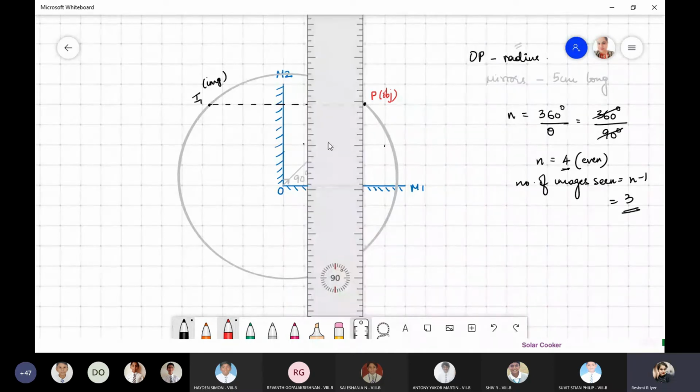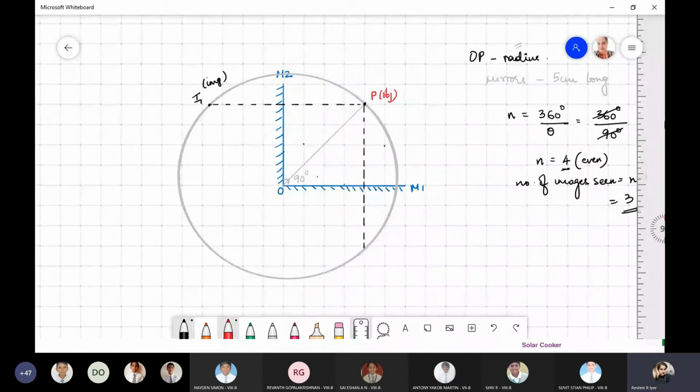Then mirror 1 will also form the image of P, correct? It will be on the same vertical line because mirror 1 is placed horizontally compared to the object. The image will be formed on the same vertical line as P, and it will again be on the circumference of the circle that you have drawn. This is your second image.